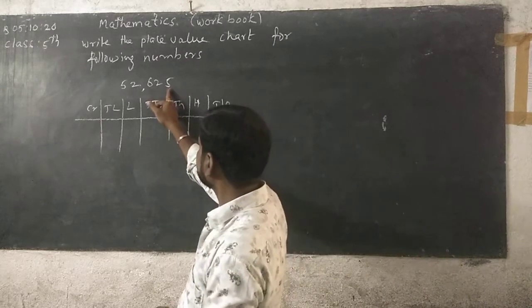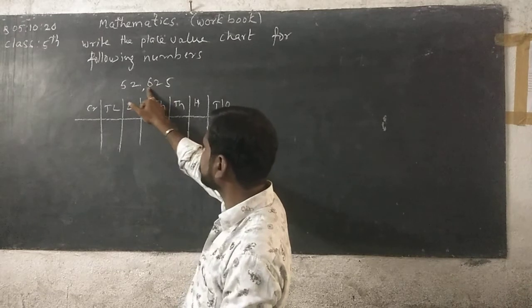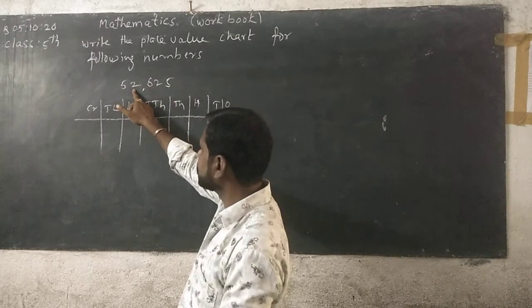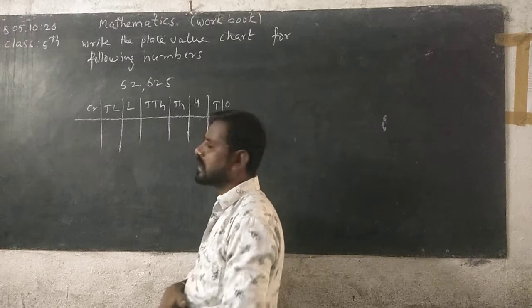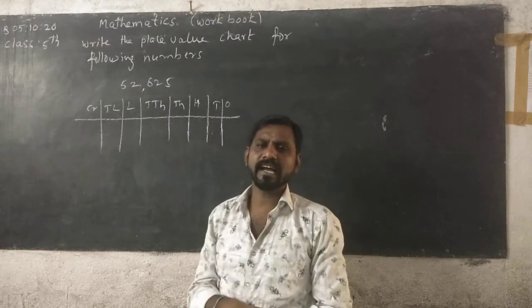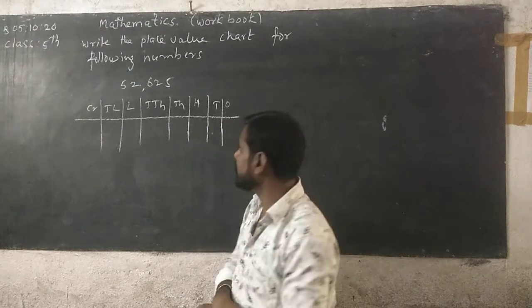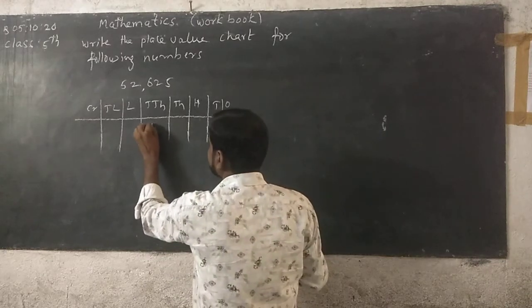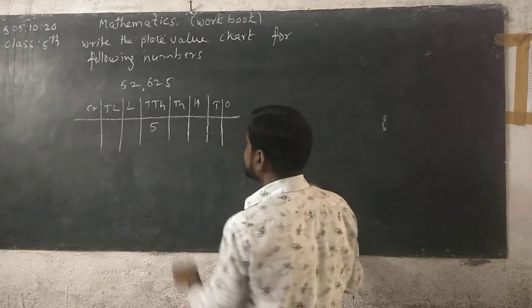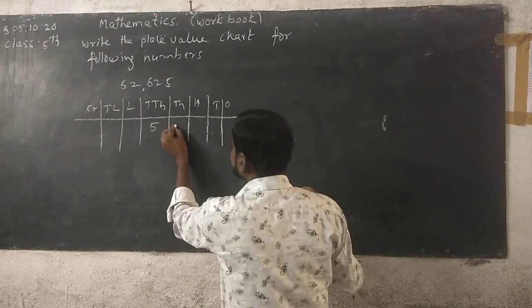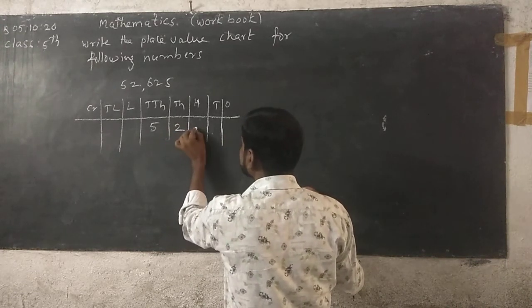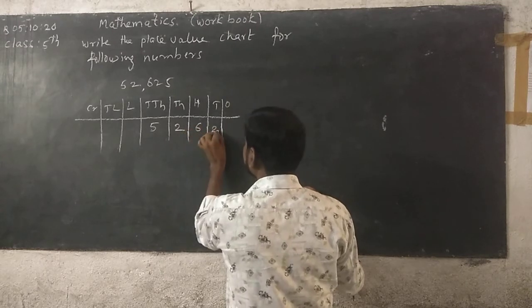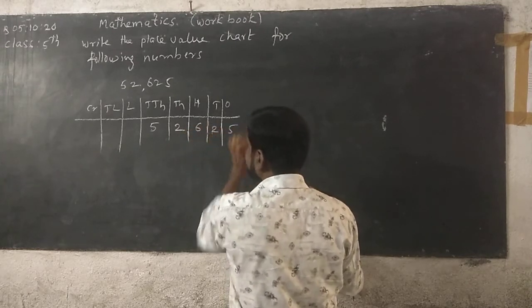See, first observe the given problem. So 5 is in ones place, 2 is in tens place, 6 is in hundreds place, this 2 is in thousands place, and 5 is in 10,000s place. Now you can start from 10,000s place. Where is it located? Here. So you can write 5 is in 10,000s place, 2 is in thousands place, 6 is in hundreds place, 2 is in tens place, and 5 is in ones place. That's it.